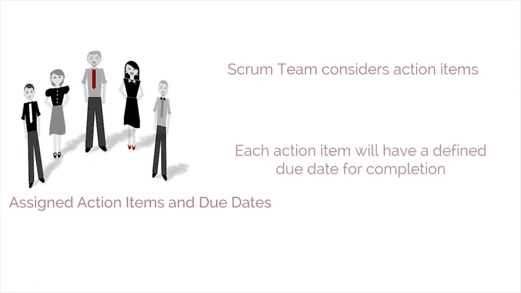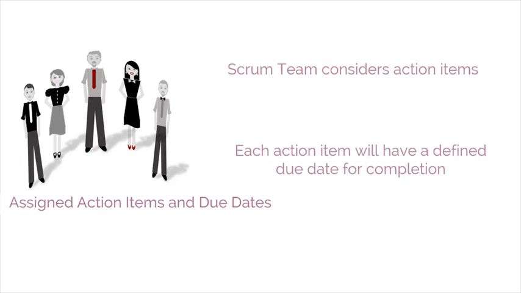In the case of assigned action items and due dates, once the agreed actionable improvements have been elaborated and refined, action items to implement the improvements may be considered by the Scrum team. Each action item will have a defined due date for completion. With this, the release phase is completed.